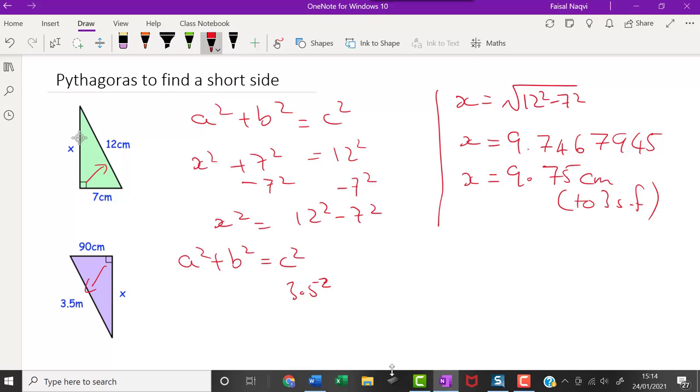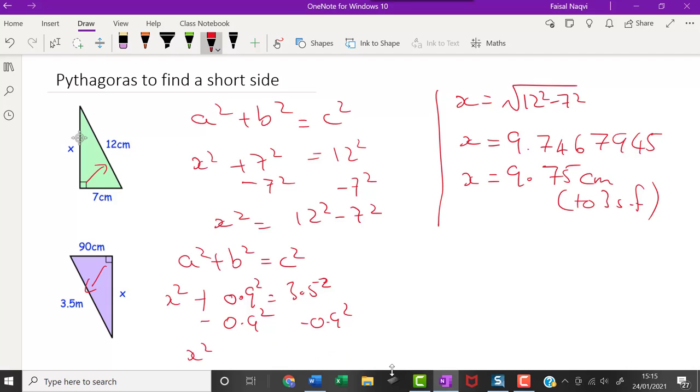What I notice here is my 90 is in centimeters. I must have them as the same unit. So I'm going to convert the 90 centimeters into meters, which is going to be 0.9 meters squared. And then I'm going to have my x squared. I have to get rid of 0.9 squared, so I take that away from both sides.